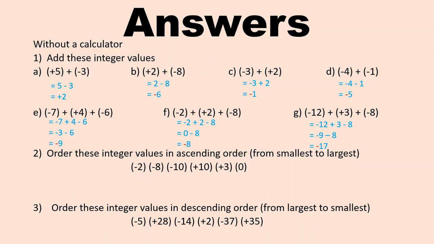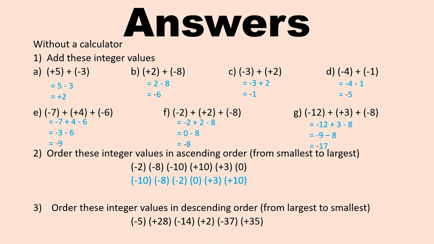Next, ordering these values from smallest to largest, that's ascending. Start with the most negative value, that's the smallest value, that's negative 10, then negative 8, then negative 2, then 0, then 3, and 10. So starting from the most negative up through to 0, then starting with the least positive up to the most positive. In question 3, we're going the other way around.